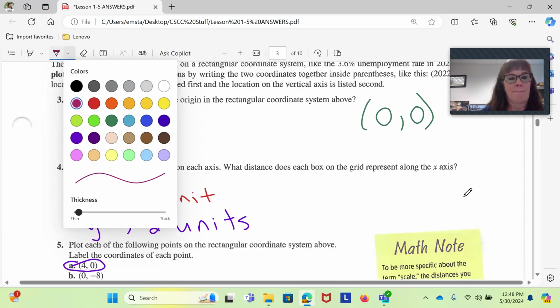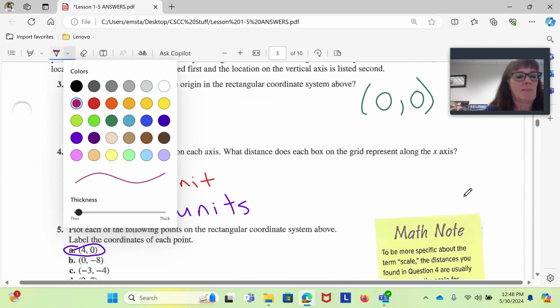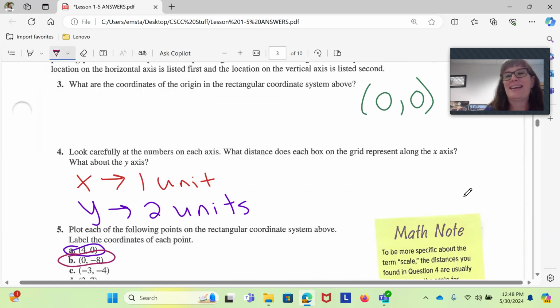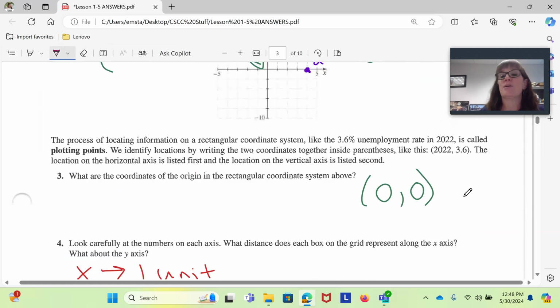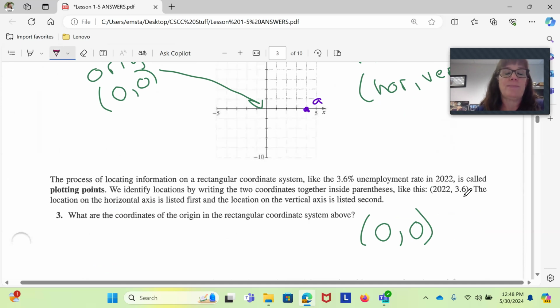Point B is 0, negative 8. Again, it's a set of directions. I start at the origin. The 0 tells me I don't go left or right at all. And then I go down 8. And I have to remember that I'm counting by 2s. I'm going down because it's negative. So negative 2, negative 4, negative 6, negative 8. My point B is right there.